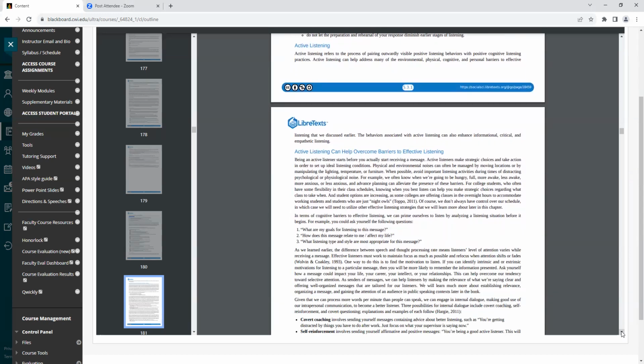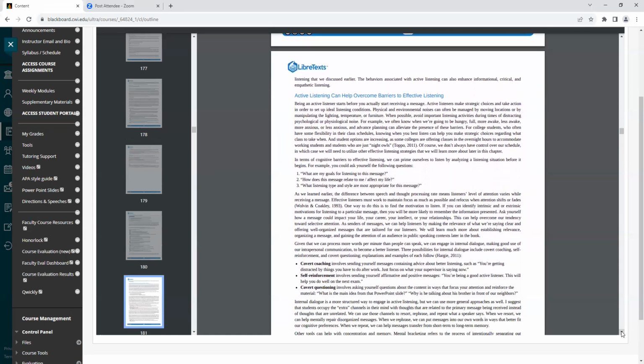Heading: Active listening. Active listening refers to the process of pairing outwardly visible positive listening behaviors with positive cognitive listening practices. Active listening can help address many of the environmental, physical, cognitive, and personal barriers to effective listening that we discussed earlier. The barriers associated with active listening can also enhance informational, critical, and empathetic listening. Heading: Active listening can help overcome barriers to effective listening.